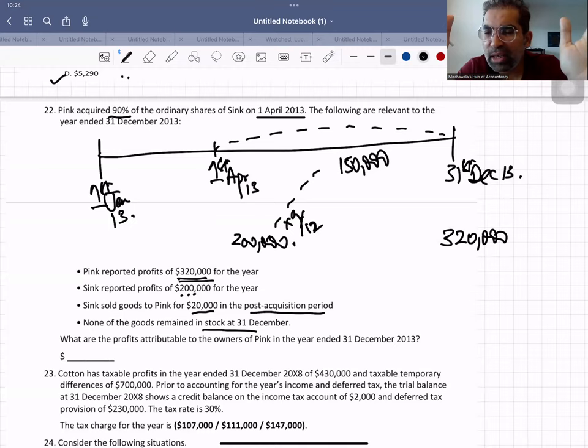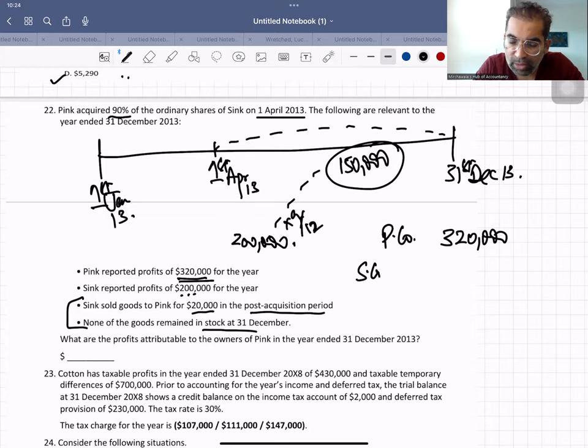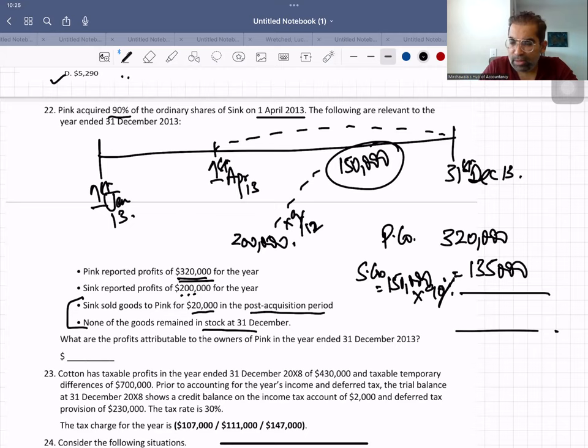So yes, there is S2P sale, but there is no URP at all. So this line is irrelevant. Okay. So what we have to do, 320,000 is the P company's complete profit and S company's profit is 150,000. And what is the share of the group? S company's profit is 150, multiply by 90%. So it will be 135. So can you add these two? 320 plus 135 is 455,000. This is the answer.